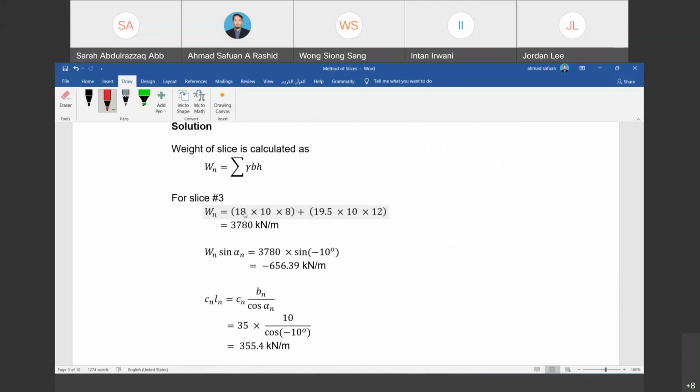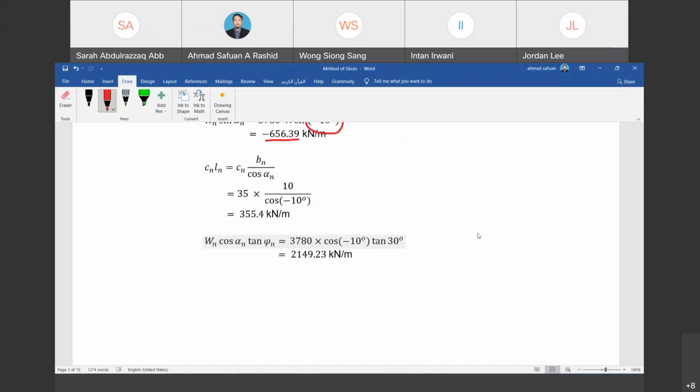So the W is 18 times 10 times 8 for the first layer, plus 19.5 times 10 times 12 for the second layer. So the value is equal to 3780. Dr. Kamaluddin uses negative for the left side. So 3780 times sine of negative 10, so it will become negative. That is for the W sine alpha.